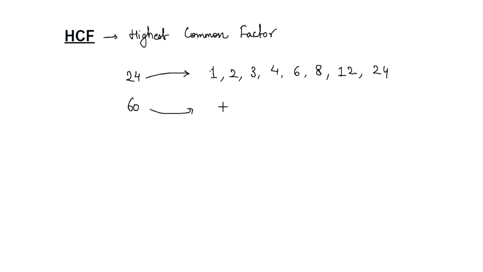For 60 we are going to write in the same way: 1, 2, and whatever numbers can divide 60. 5, 6, then it will go by 10, it will go by 12, then 15, also 20, and then there's 30, and then it's 60. After half of the number you will never get any factor in between. This is the trick. 30 is half of 60, so you will never get any number between 30 and 60.